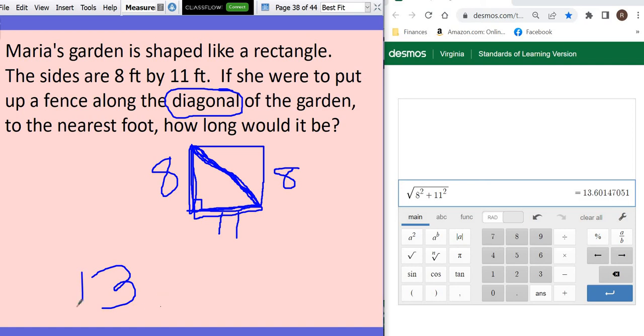to the nearest foot. Uh-oh, I did that wrong. Got to round to the nearest foot. So 6 makes that 14 feet. Okay? As it said, to the nearest foot. So I had to use this 6 to push up that 3 and make it a 14.